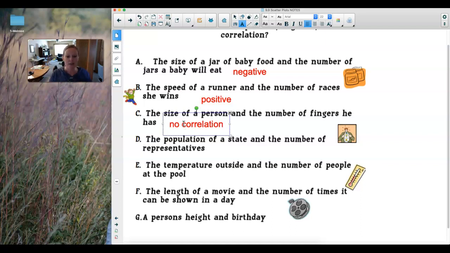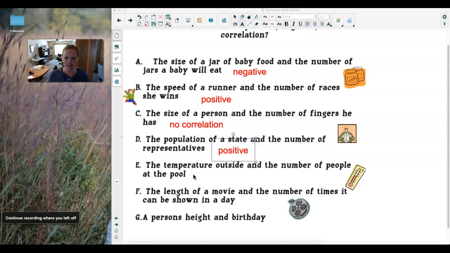Okay, the next one, letter D. The population of a state and the number of representatives a state has. So you have to think social. Okay, you've probably learned this from Miss Sockery or Mr. Hoyt. So as the population of the state increases, as that goes up, what happens to the number of representatives? Okay, the more people in a state, the more representatives they get. So both are going up. So that is a positive correlation.